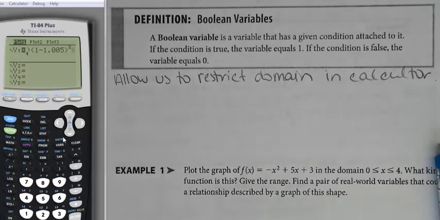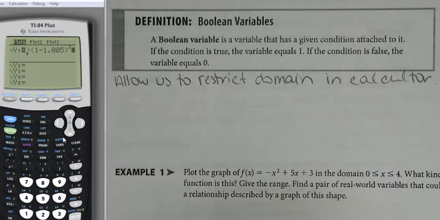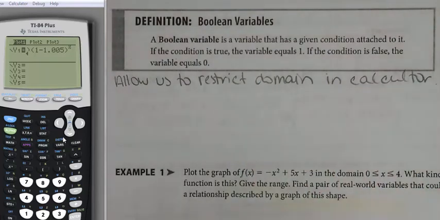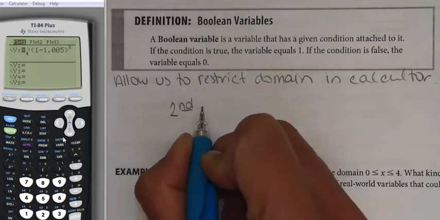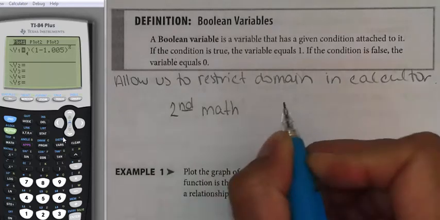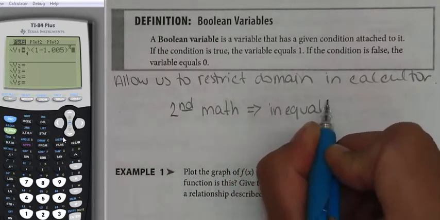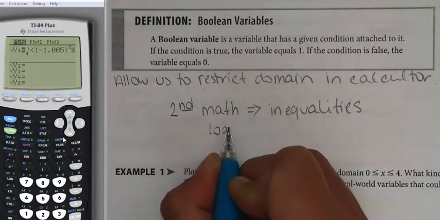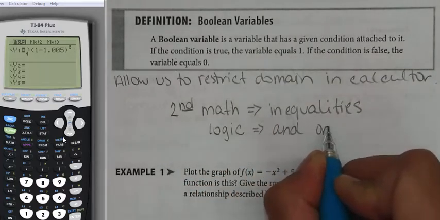Okay, so I pulled my calculator up. Hopefully you got your calculator out. One thing that you need to know when we're doing these Boolean variables is that in order to find the inequality sign and in order to find the and, you're always going to need to use second math on your calculator. So this is going to give you where the inequalities are. And then from there, if you go to logic, that'll give you the and the or.